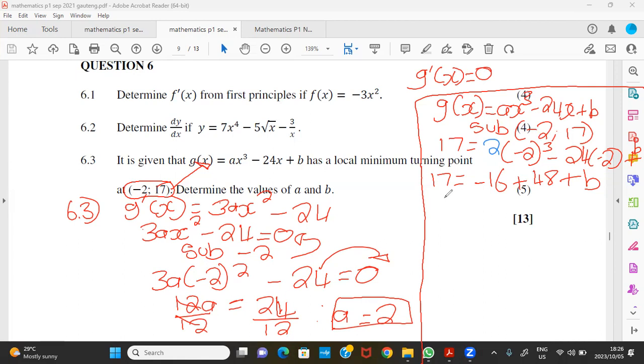So to find B, I'm just going to say 17 plus 16 minus 48, right? So what do we get there? Can you guys punch in your calculator? It's minus 15. Yeah. Okay. So already now here's our values for A and B. Then you have gotten your nice 5 marks, ne? So it's basically just that.